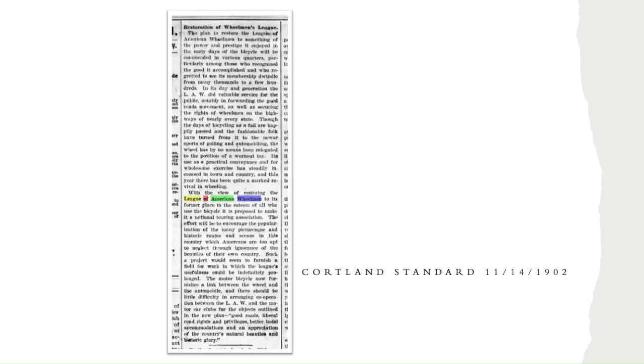It appears by 1902 that the League was already starting to diminish, and there were efforts to restore it back to its former place of esteem. And what is kind of interesting to notice in this article is the mention of the motor bicycle now furnishes a link between the wheel and the automobile. So it looks like maybe there was effort to kind of include motorcycles in the League of American Wheelmen.